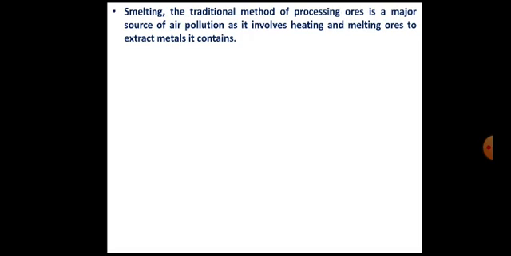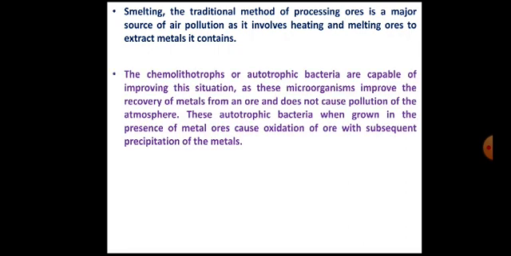Smelting is a traditional process for the processing of ores. Ores are the impure form of metals which are present in the mine. So this ore contains the metal, but it is present in a complex form along with lots of impurities. So the traditional method of leaching of metals is called smelting. It involves heating and melting of ores to extract the metals which they contain. However, this method consumes lots of energy, and it leads to pollution also.